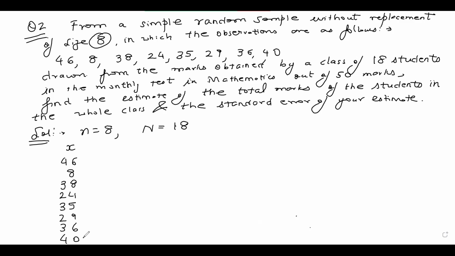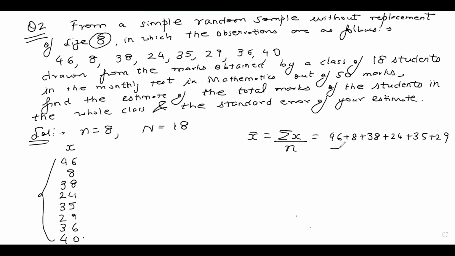Okay, so what is X bar? The sample mean is nothing but the sum of all the sample values divided by the sample size. If I sum them up, use your calculator and sum them up: 46 plus 8 plus 38 plus 24 plus 35 plus 29 plus 36 plus 40 over n, which is 8. Use your calculators and verify, guys. The answer for x bar is 32. So I got x bar as 32.